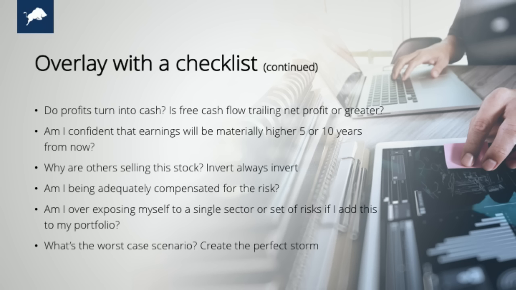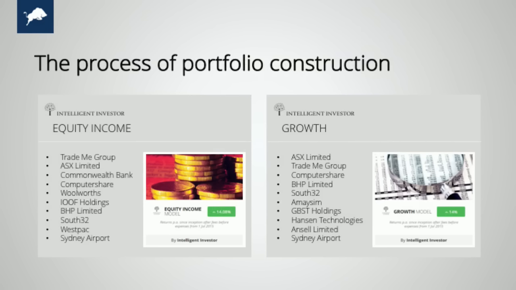Now, with our investment process here, the portfolio construction side of things, the Intelligent Investor Growth Portfolio and the Intelligent Investor Equity Income Portfolio are 100% fully invested portfolios. Generally speaking, you might have 3% cash in that portfolio, but not a great deal more. Now, the reason for that is because we are not trying to time or pick macroeconomic events.